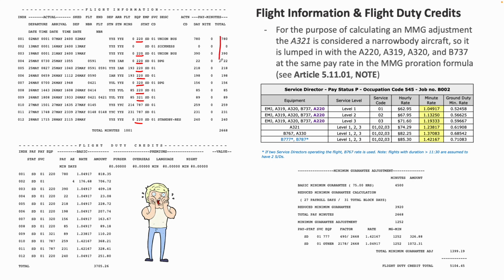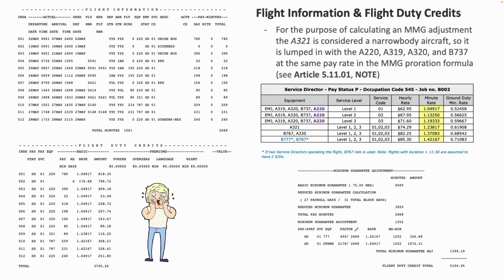So, if we add all of these minutes together, along with the 240 for that last standby of the month, we get a total of 2,178 minutes, and that lines up with what is in the minimum monthly guarantee adjustment. So the ratio as far as what needs to be accounted for has been calculated correctly. The question is, what do we then do?